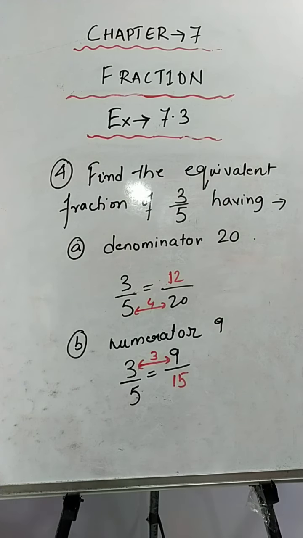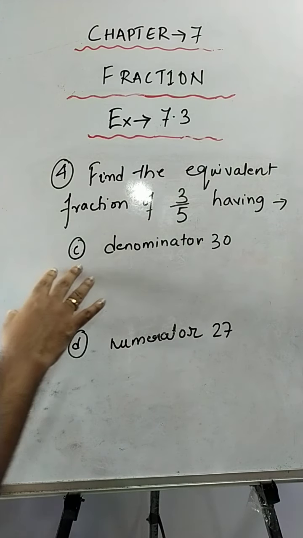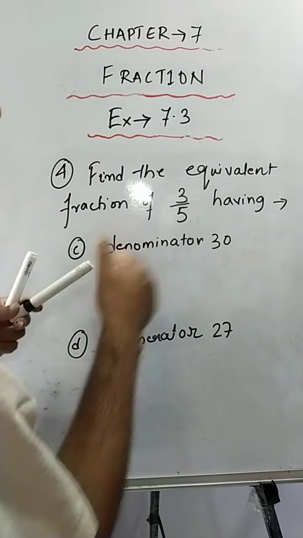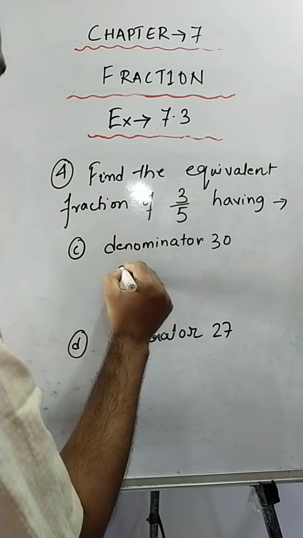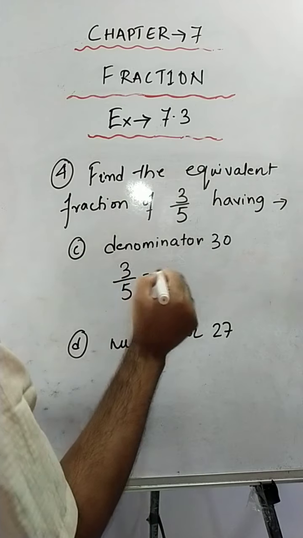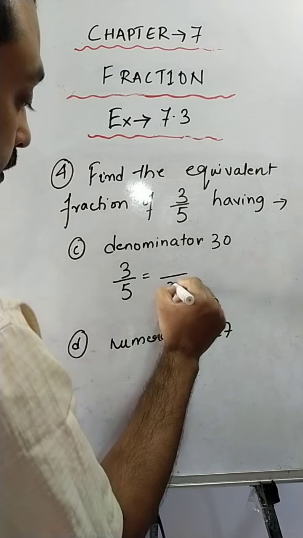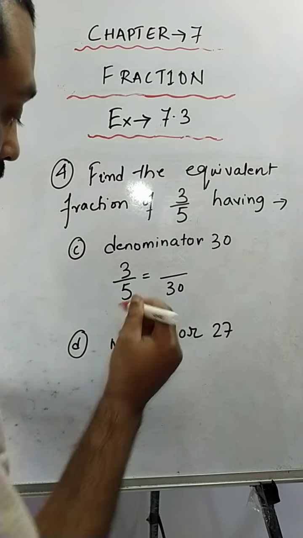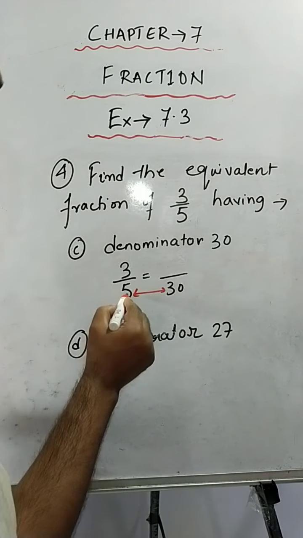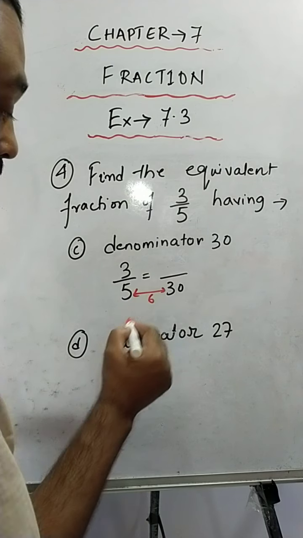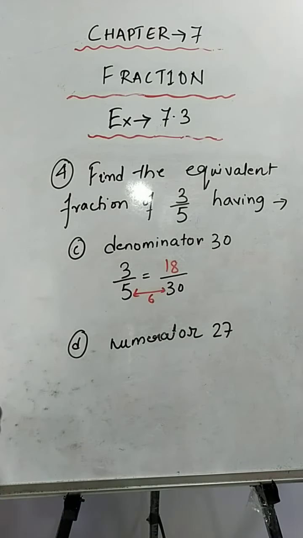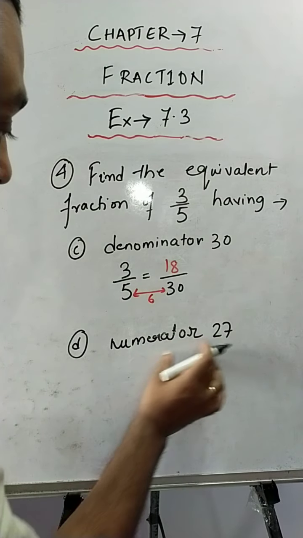Very easy. Okay, now let's see what is there in sum number C and D. So sum number C we have denominator 30. So denominator 30 is given. So we have to find the numerator. So how to write? Again we have to write this fraction 3 by 5. Now denominator is given 30. So we have to find out the numerator. So we have to build the relation now first. 5 into what is 30? 6. Now 6 into 3 is what? 18. Simple. Okay.